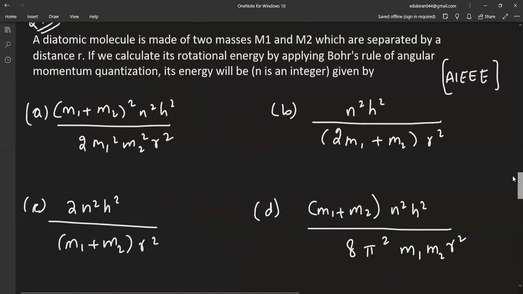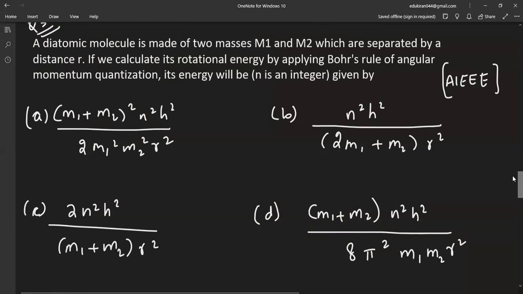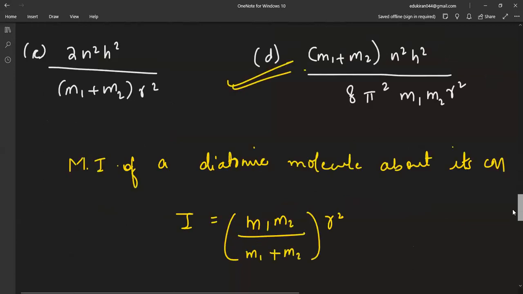So this is option D. Write it. Write down the solution.